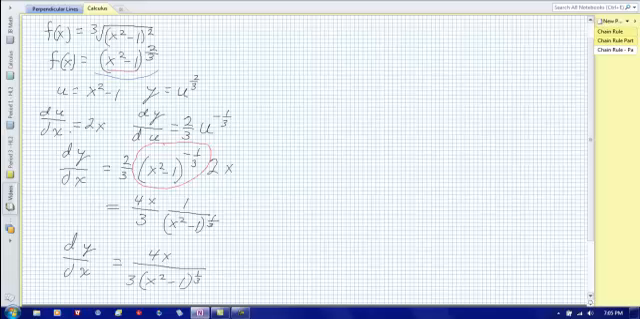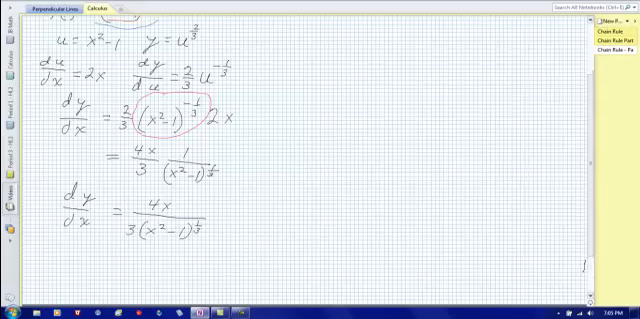And then we put them together. 2/3 u to the negative third times the 2x. Here, we started simplifying. We put the 2x and the 2/3 together. We resolved this negative exponent and wrote it as a fraction. And then put everything together so it looks nice. And this is our answer.